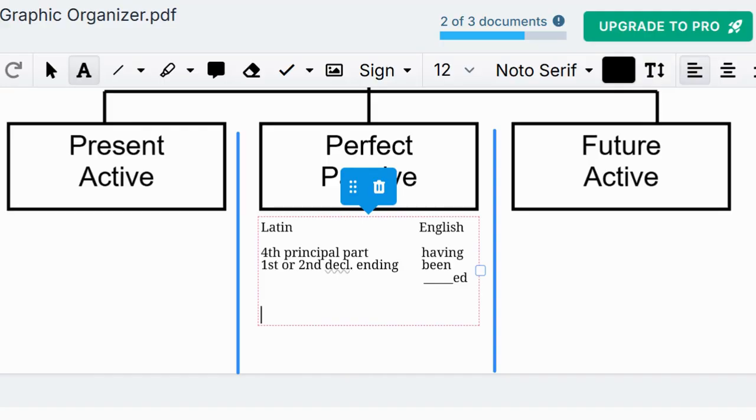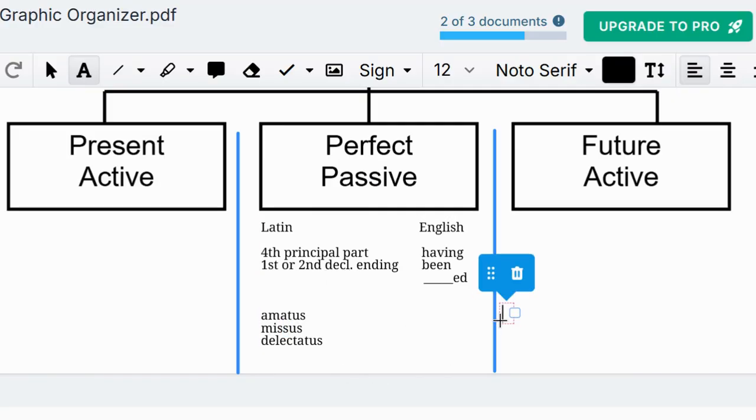Okay, so in a Latin sentence, the fourth principal part of the verb is always the adjectival part of the verb, like amatus or missus or delectatus. One of the things you'll notice with the fourth principal part is that the ending is always going to be a first or second declension ending, and the letter immediately preceding that ending is going to be a T or an S. That's always the situation.